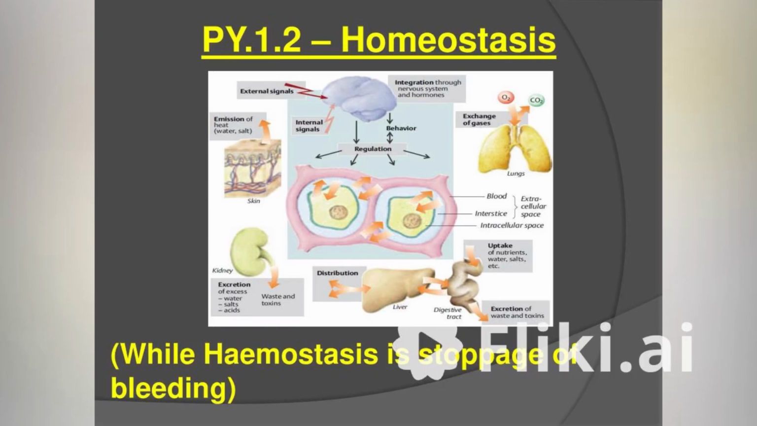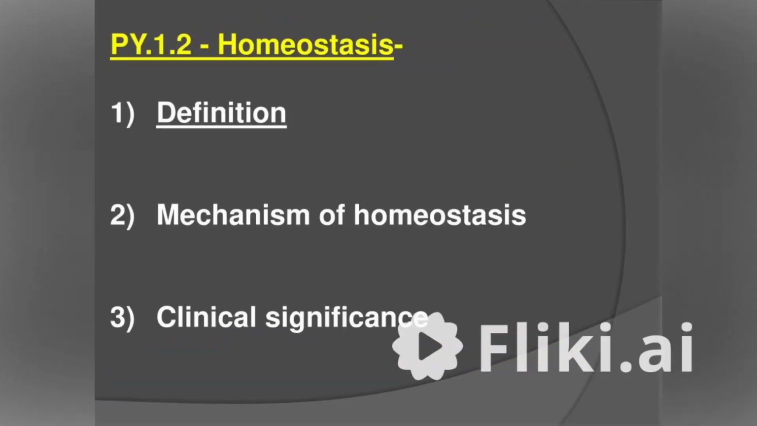Let's continue. Please note, homeostasis is internal balance while hemostasis is stoppage of bleeding. These are different, although look similar by spelling. We will do the topic on 3 headings or objectives. These are definition, mechanisms, and clinical importance.